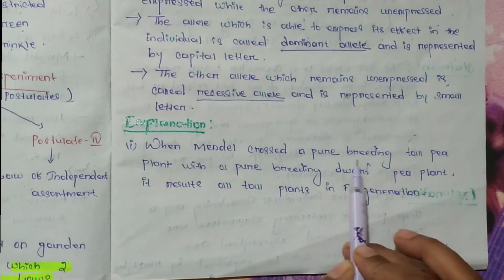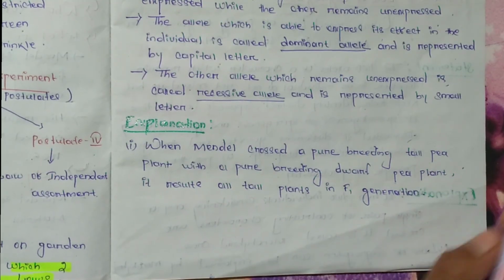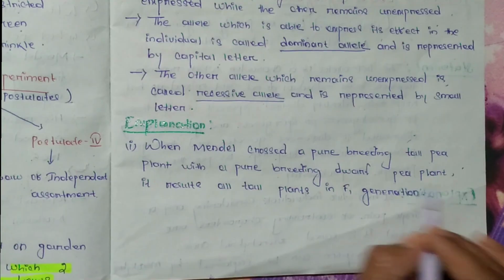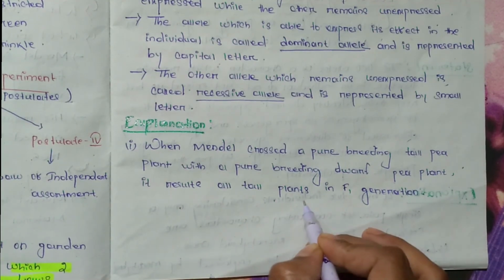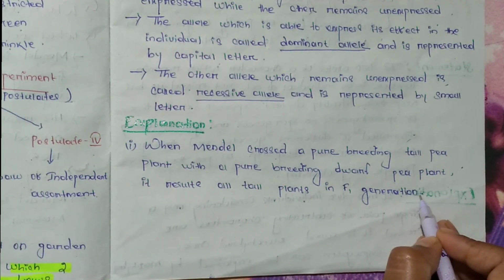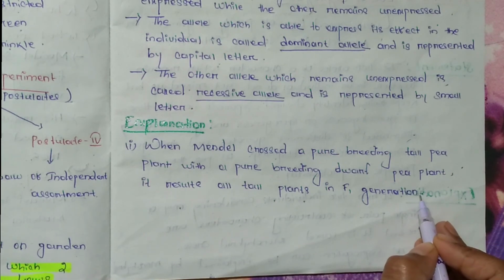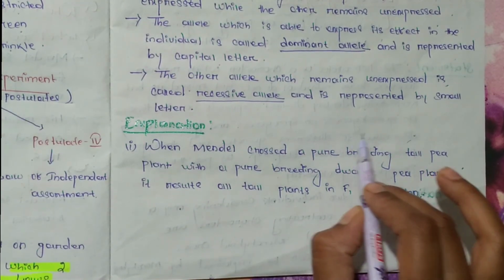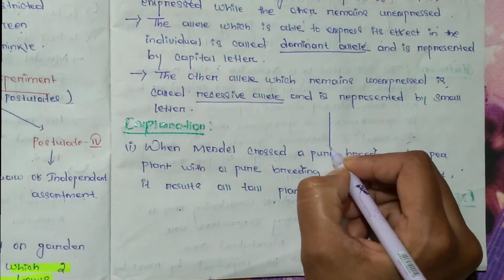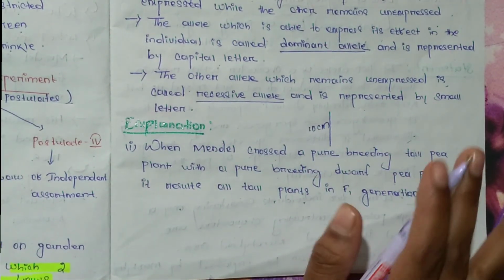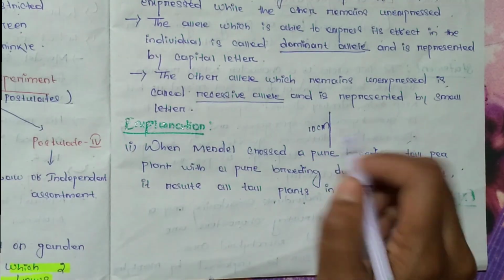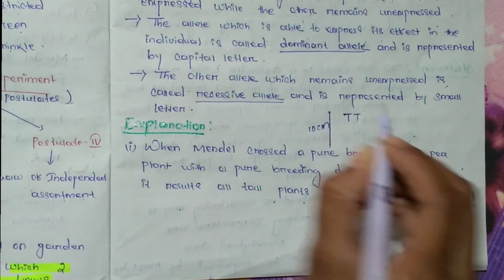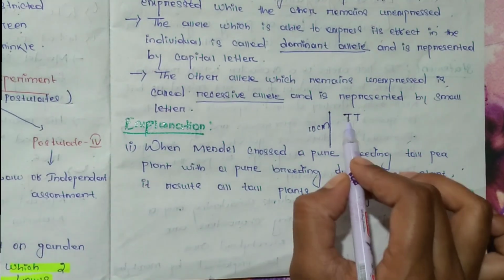When Mendel crossed a pure breeding tall pea plant with a pure breeding dwarf pea plant, it resulted in all tall plants in the F1 generation. So here we see a pure breeding tall pea plant, say 10 centimeters. Pure breeding means completely pure, and the genotype is capital T, which expresses tall.